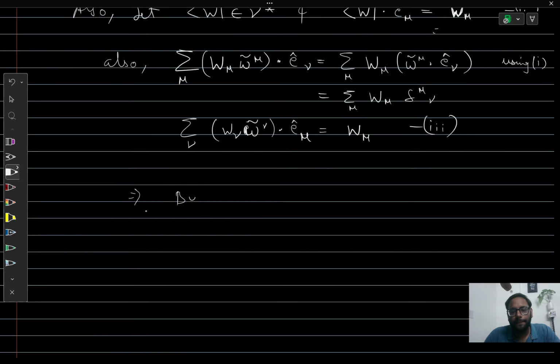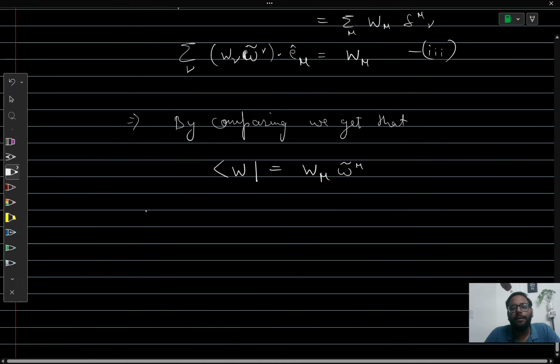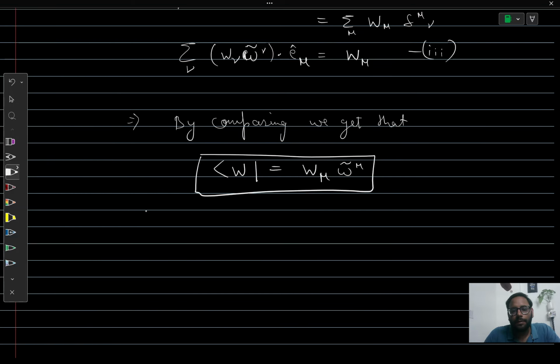By comparing, we get that this dual vector, or say one form, can be given in its component form like this. Since these are dummy indices, I am just writing it with mu indices. Okay, this is the thing.